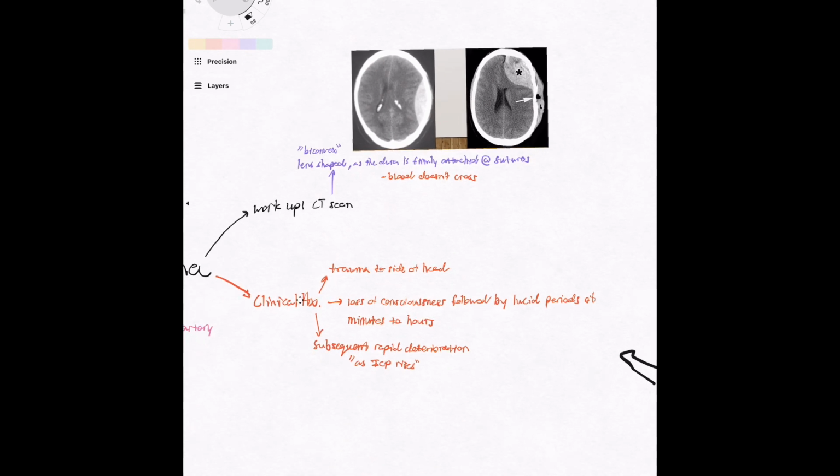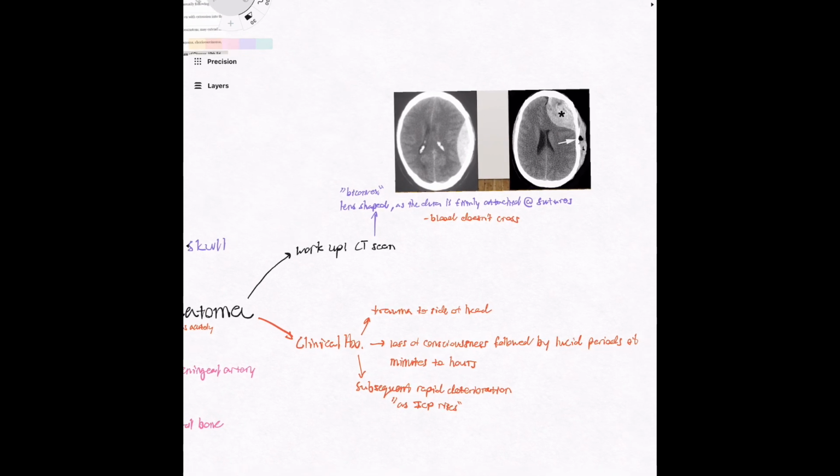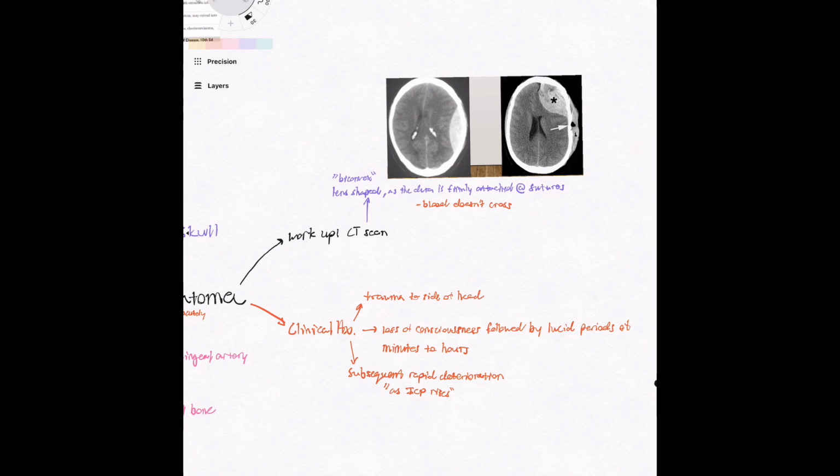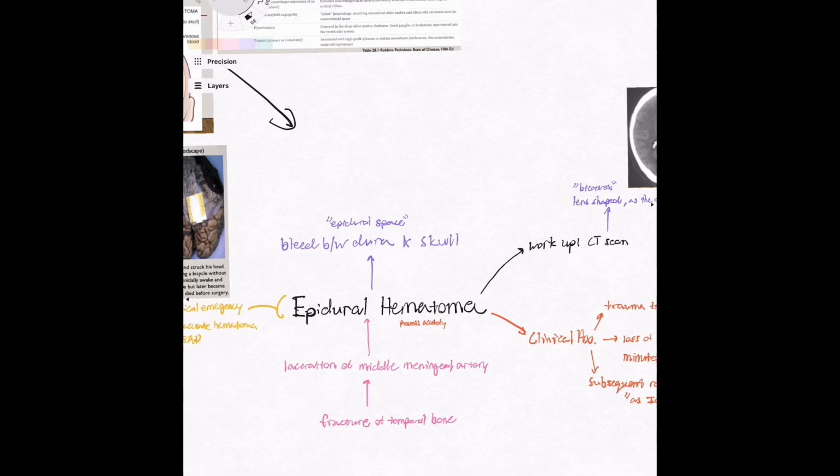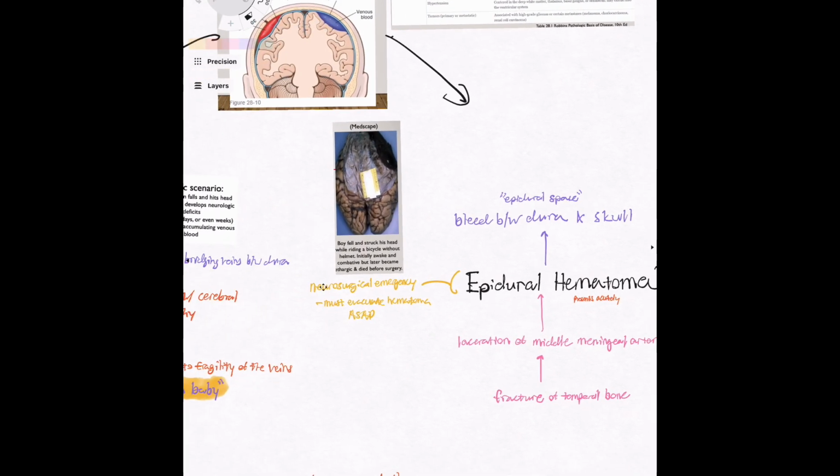And the patient usually presents with a history of trauma to the side of the head, obviously, and they're going to lose consciousness very quickly, but then regain it and have very lucid periods, which last minutes to hours. And this really acutely increases intracranial pressure, so it's very important to treat this. It's a neurological or a neurosurgical emergency, and the neurosurgeon must evacuate this hematoma, which is just a bleed outside of a vessel, as soon as possible.